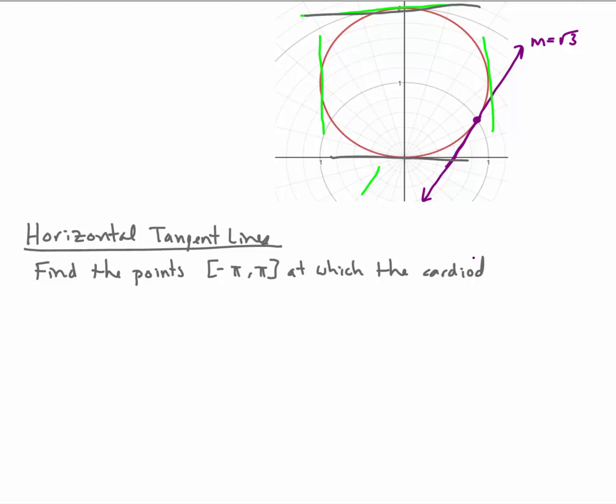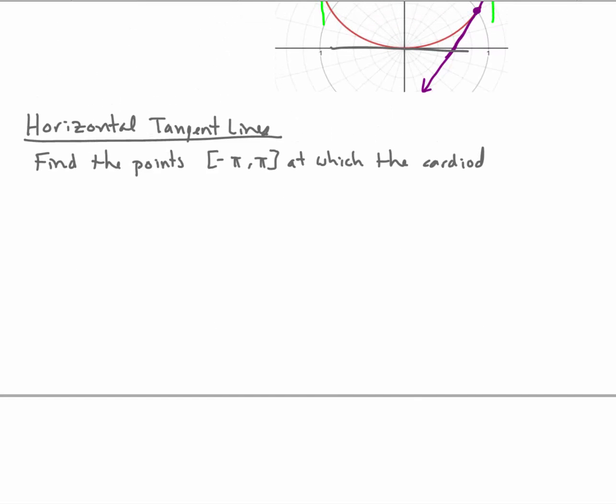Let's go ahead and do a new graph on this one. Even though I can see where I have my horizontal and vertical tangent lines on this graph, let's go ahead and look at a new graph just so we can kind of get used to a few new graphs. So the cardioid I want to look at is going to be r equal f of theta equals 1 minus cosine theta. So find the points at which the cardioid has vertical or horizontal tangent lines.